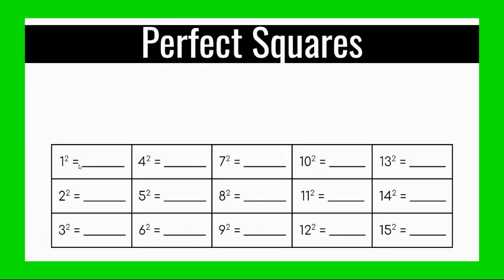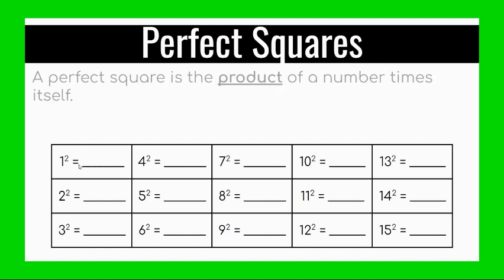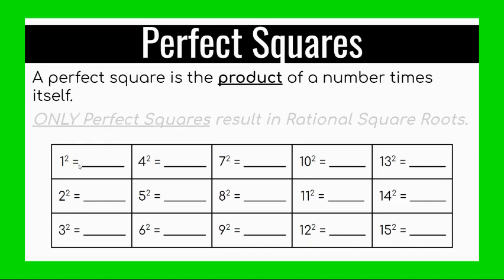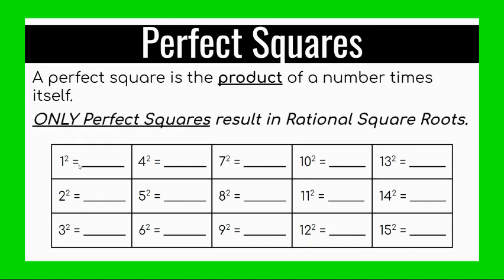So perfect squares, okay? These are things that you multiply a number times itself and it gets you another number. That's a perfect square. It's the product of a number times itself. When we talk about squares and square roots, we're really talking about multiplication. So only perfect squares will result in rational square roots.